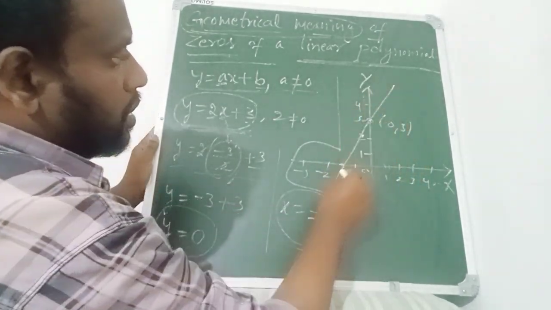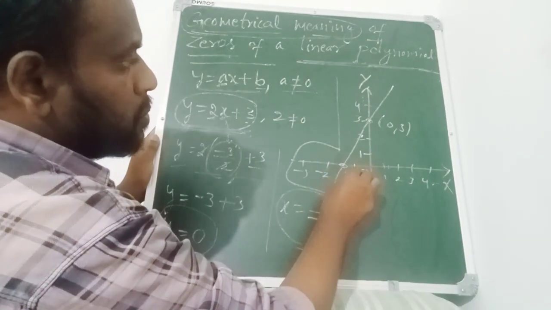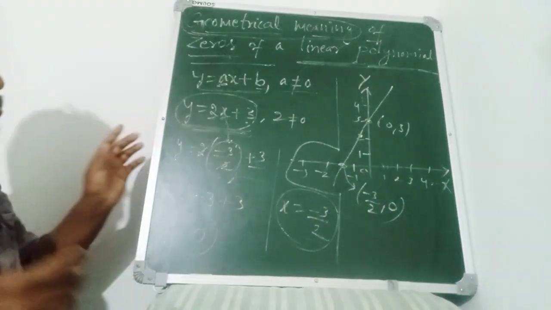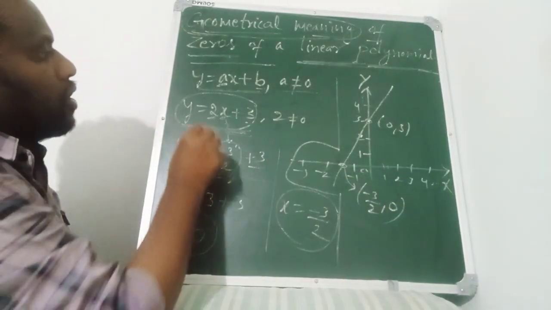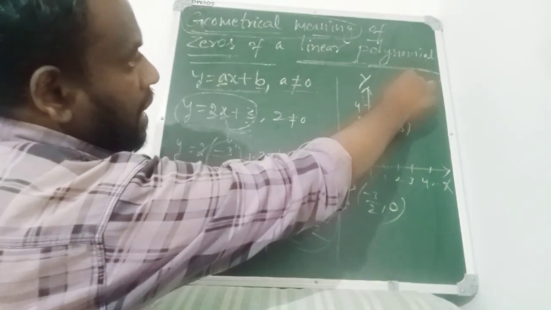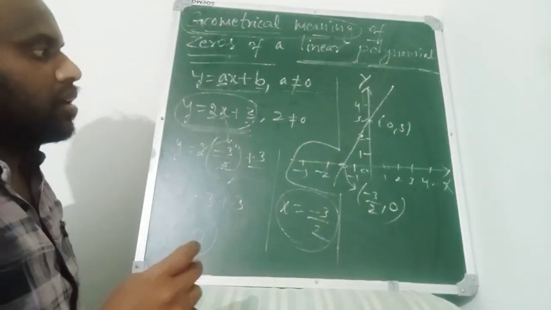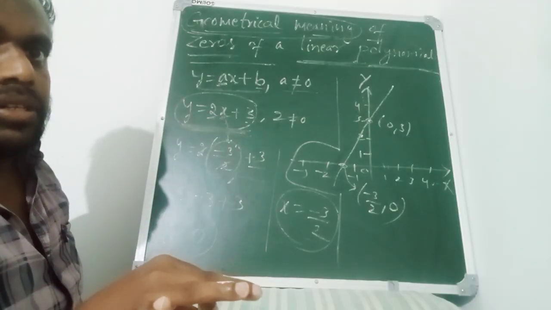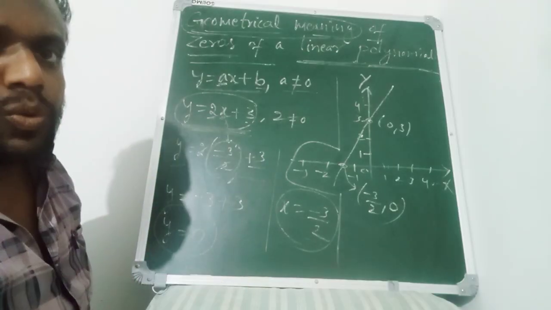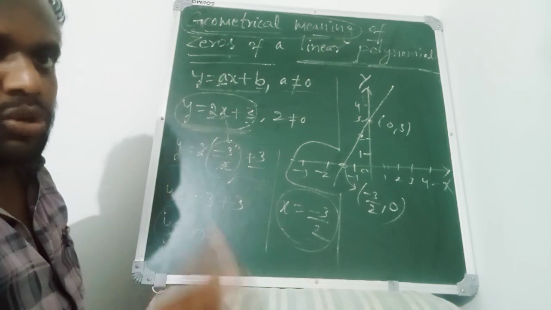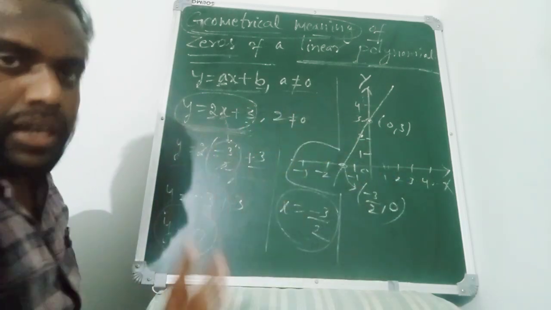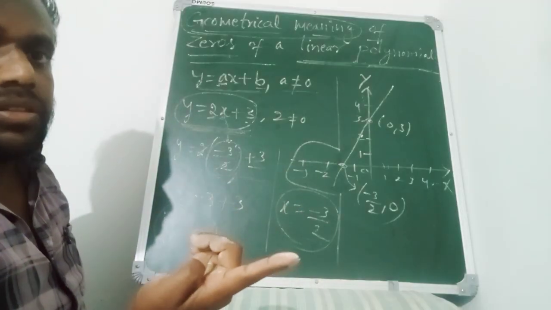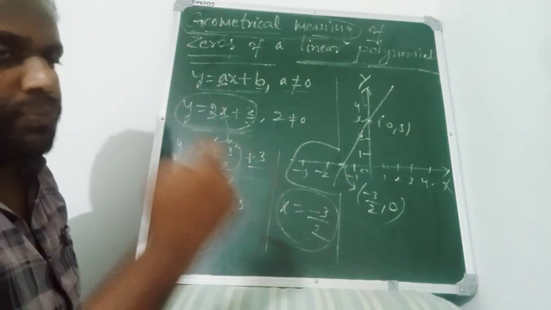This point is 0 comma 3 and this point is -3/2 comma 0. Okay, see, when you graph this, we get a line like this. How to graph, that is a different concept. I will make a different video for that. Now we are just going to discuss what is 0 graphically. That's all. Graphing is a different concept, and I will explain that in a different video.